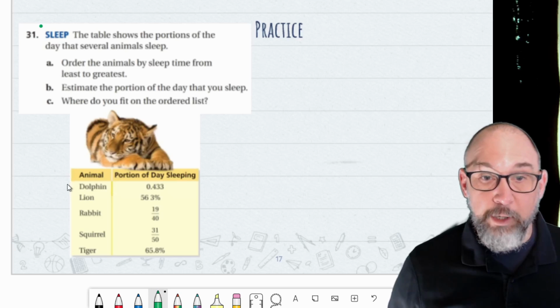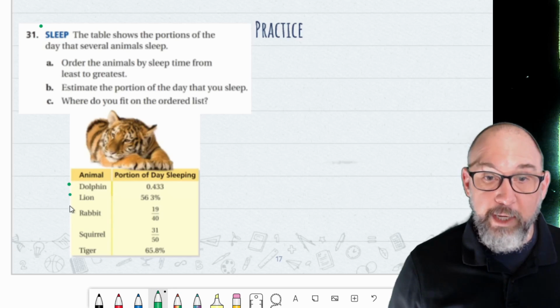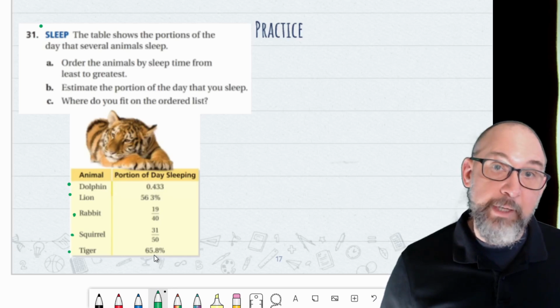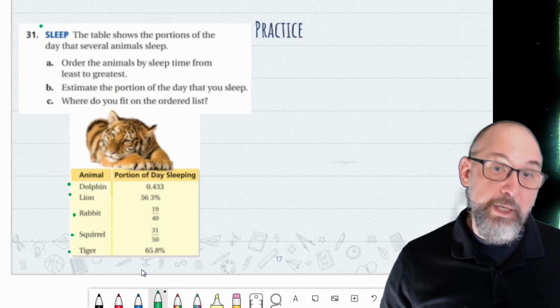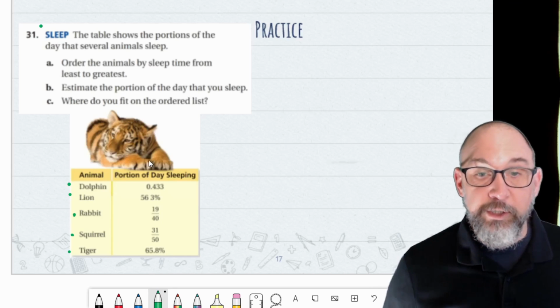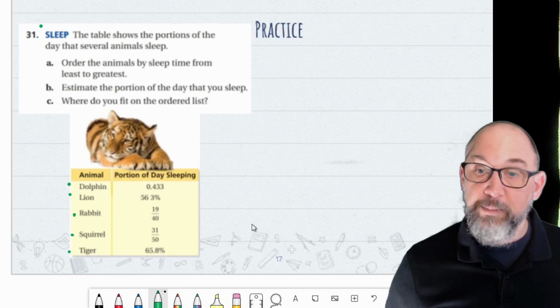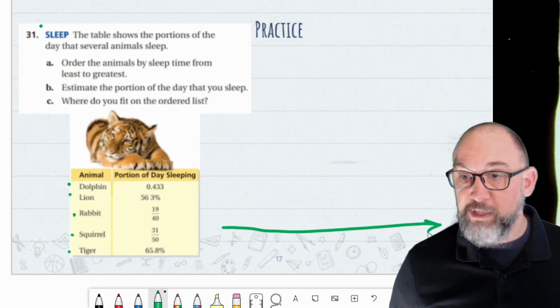So you have to go through each animal, dolphin, lion, rabbit, squirrel, and tiger, and you have to convert them all to the same number. So remember to choose decimals or percents. You're going to convert all of these to the same type of number, put them in order on a number line. So you're going to have to draw yourself a number line.